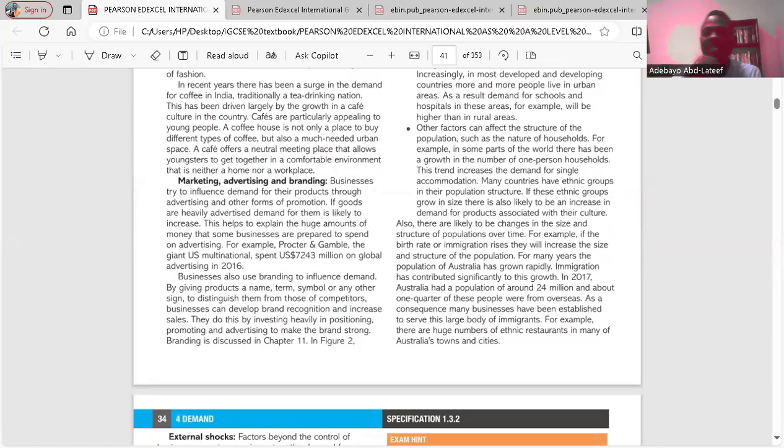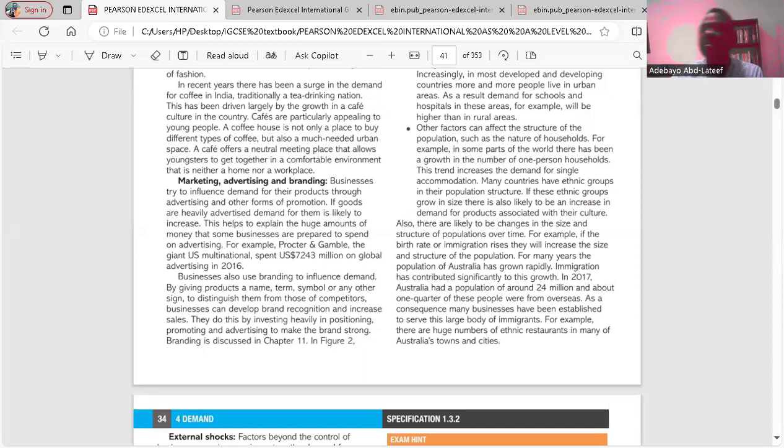Marketing, advertising, and branding. Businesses try to influence demand for their products through advertising and other forms of promotion. If goods are heavily advertised, demand for them is likely to increase. This is how it works. A successful advertisement means the quantity demanded for the good will increase, because you have created awareness and now the customer knows about the product. The demand curve will shift rightward from D to D1. Clear? A strong brand will have consumers attached to it, shifting the demand curve rightward.